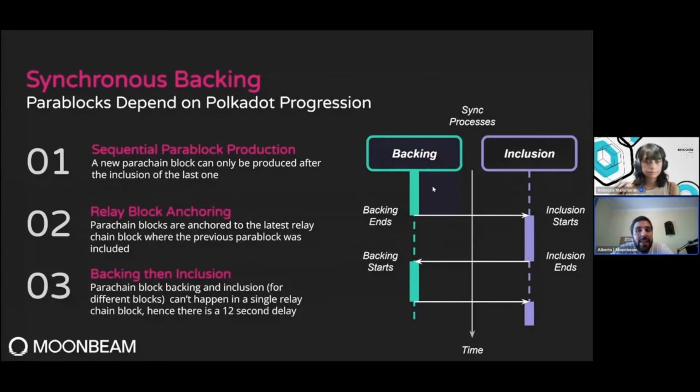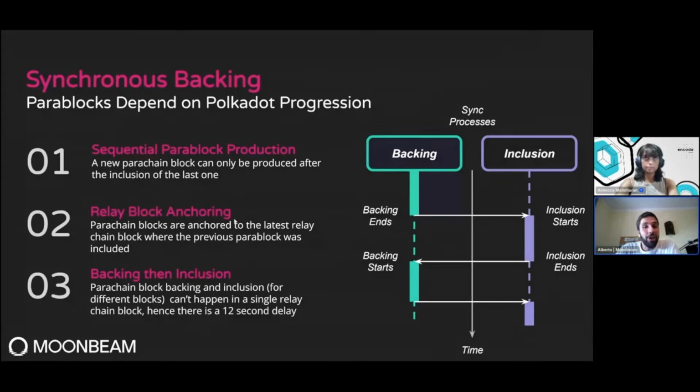What's really interesting is that the backing and the inclusion each take 6 seconds, more or less, in the relay chain, because backing happens in one relay chain block and inclusion happens in the next relay chain block. And that's why parachains that are not running asynchronous backing can have a minimum of 12-second blocks, okay? And we'll understand this in a diagram that I'm going to show later. And so a new parachain block can only happen after the inclusion of the last one, right? So here you have a parachain block, here you have a parachain block, and here is basically 6 seconds.